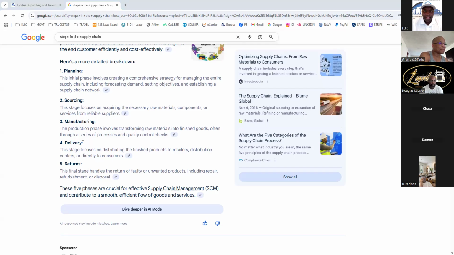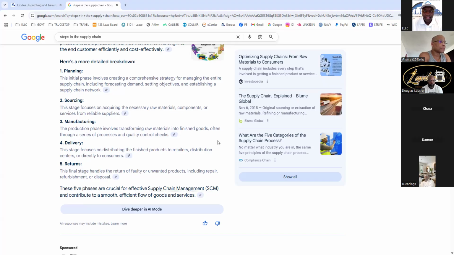We are in the delivery part of it, the logistical or transportation piece. That's number 4. And then number 5, returns. Another word for returns in the supply chain industry is reverse logistics. Have you ever heard of that term before?